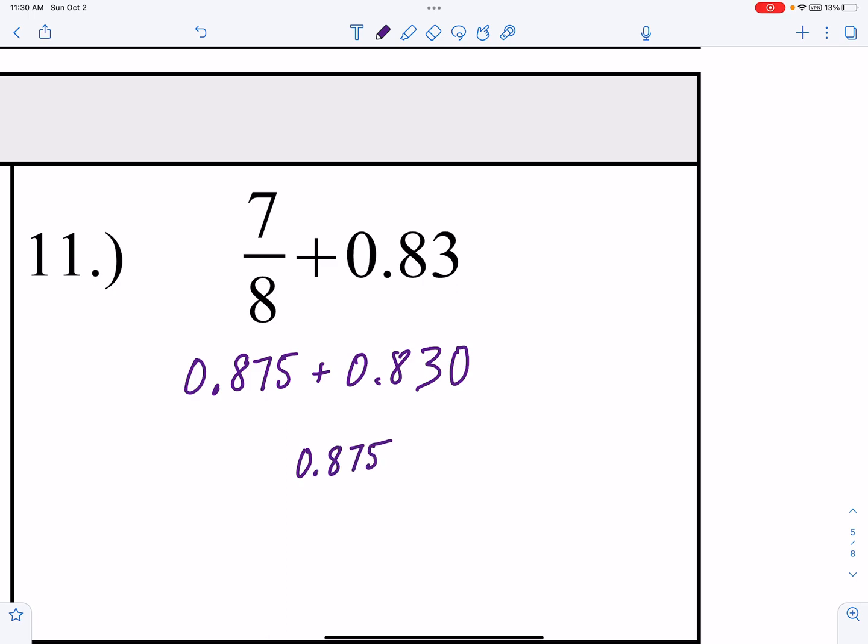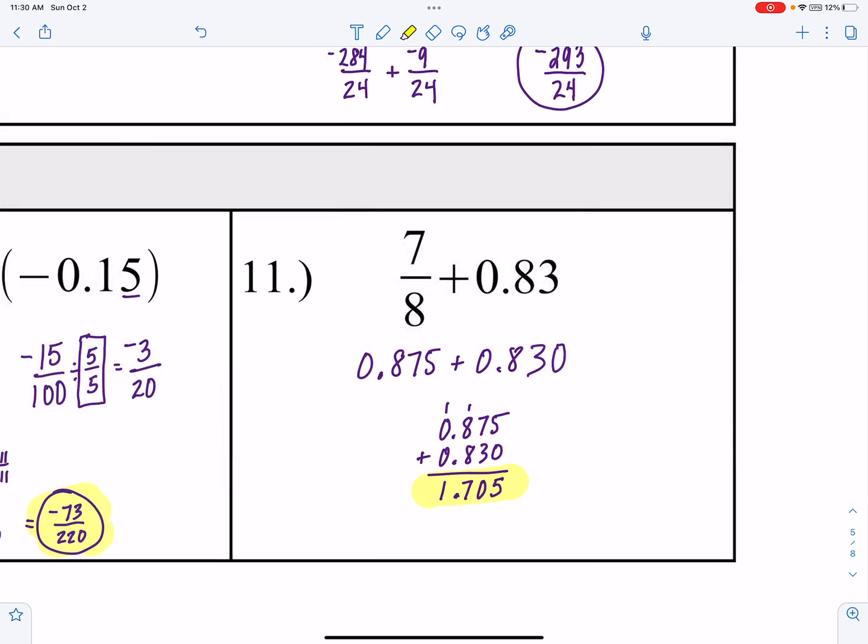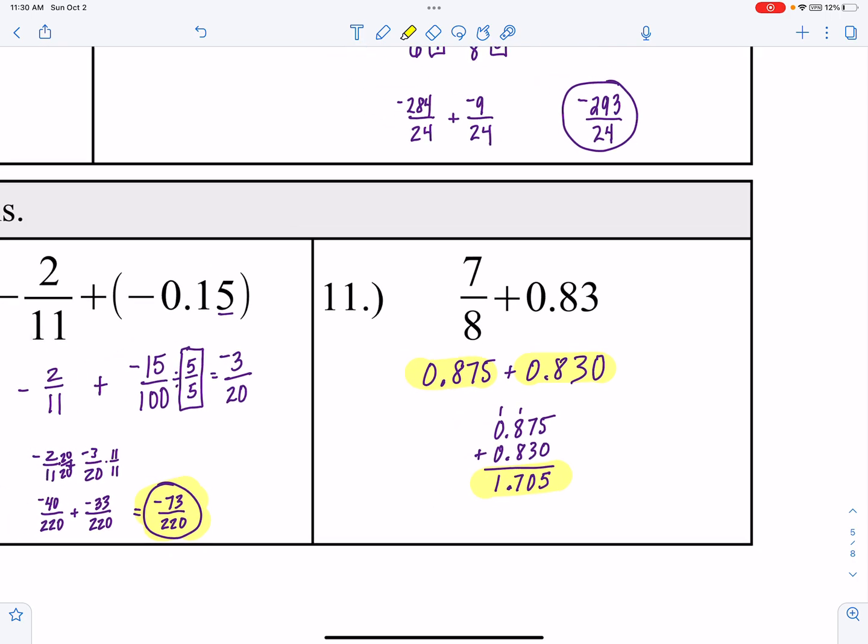Line up your decimals is your first step. We're going to be keeping the sign, so it's going to stay positive. A little regroup there. And make sure you bring down your decimal that's lined up there. All right, and there we go with 1 and 705 thousandths as our answer. And that makes sense because this is a little under 1 and this is a little under 1, so it makes sense that my answer is a little under 2.